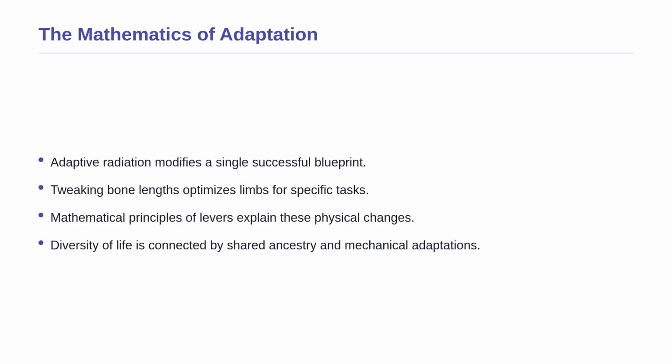The mathematical principles of levers show us exactly how these physical changes optimize a limb for either speed or power. You cannot have both. There is always an evolutionary trade-off. Ultimately, this concept beautifully illustrates that the vast diversity of life we see today is deeply connected by shared ancestry and clever mechanical adaptations.